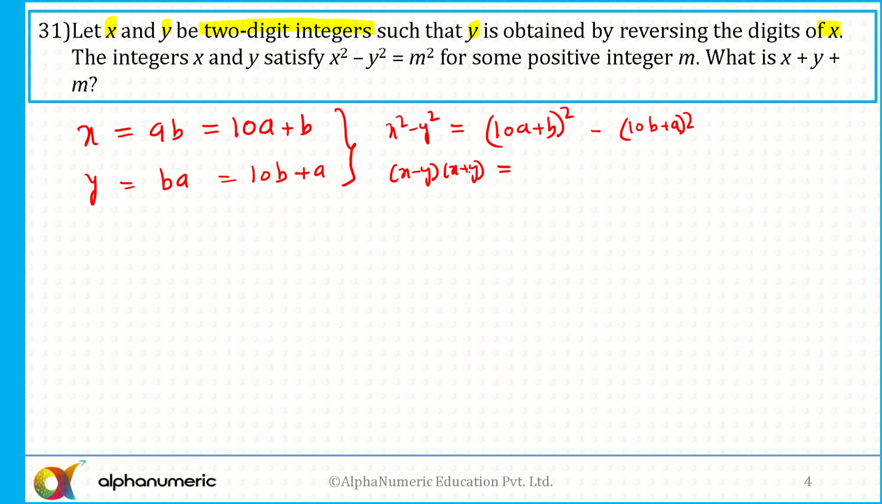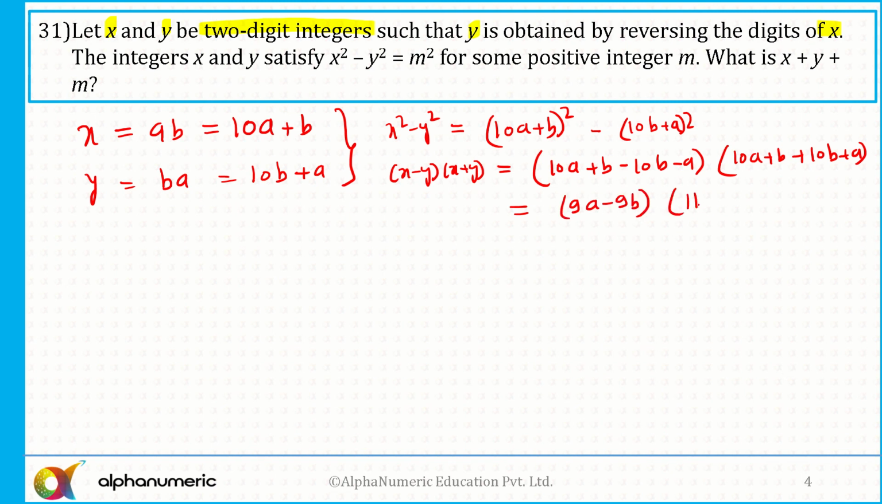So x minus y: x is 10a plus b, minus y, which is 10b plus a, into x plus y. What is x plus y? That is 10a plus b plus 10b plus a. So if I solve this, the value of x square minus y square will be equal to 9a minus 9b, and the other term is equal to 11a plus 11b.